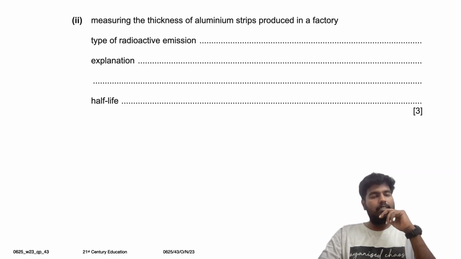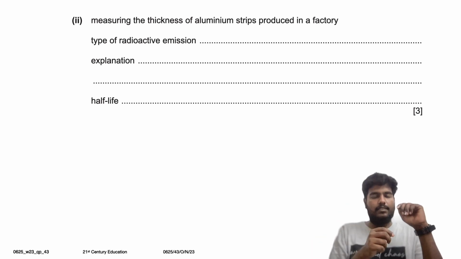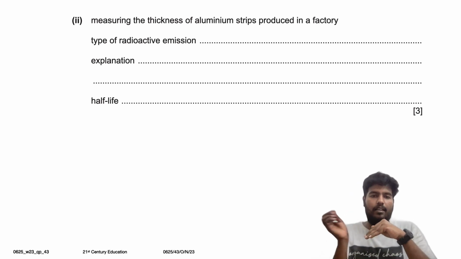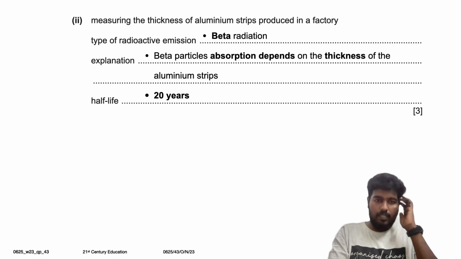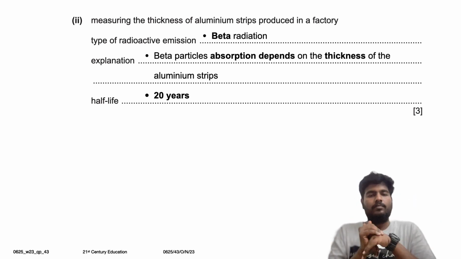Measuring, the same application, for measuring the thickness of aluminum strips. Here we should use beta radiation, because if the beta radiation passes through the aluminum, the count rate depends on the thickness of the aluminum. So the beta particle absorption depends on the thickness of the aluminum.